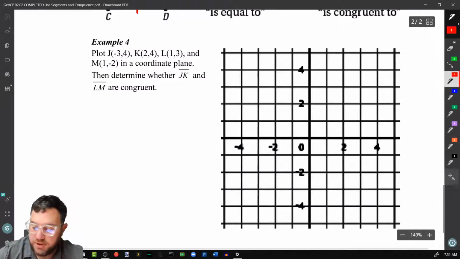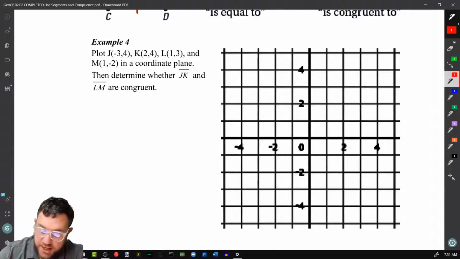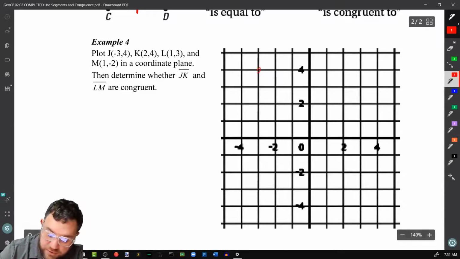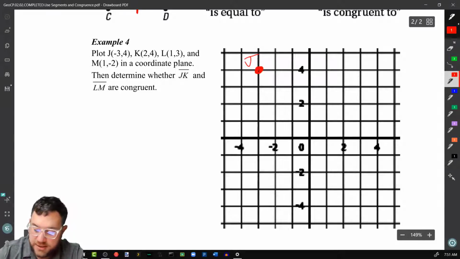Let's look at our last example. We're going to plot points. J is (-3, 4). Remember, you go left, right, then up, down to plot points. So -3, 4. That's point J. K is at point (2, 4).